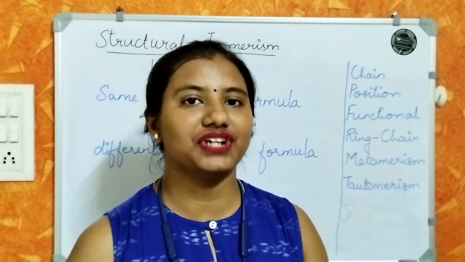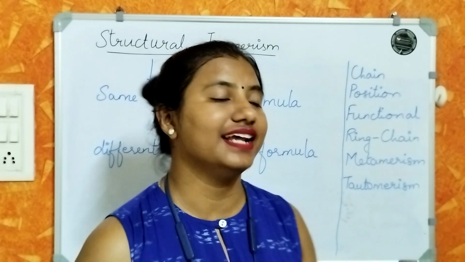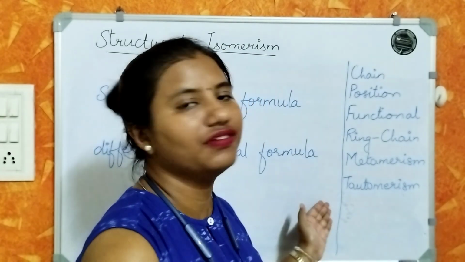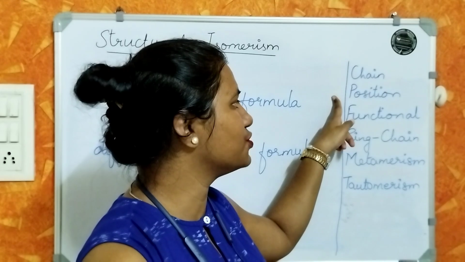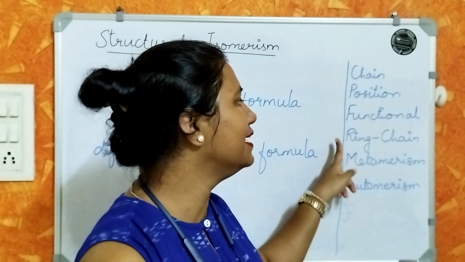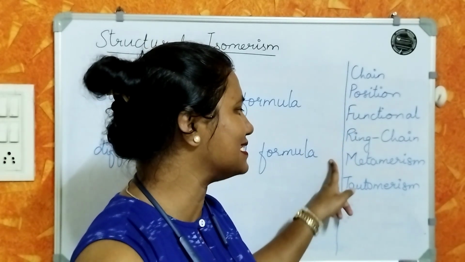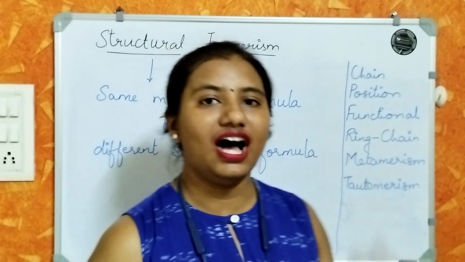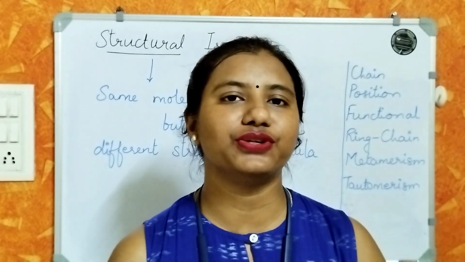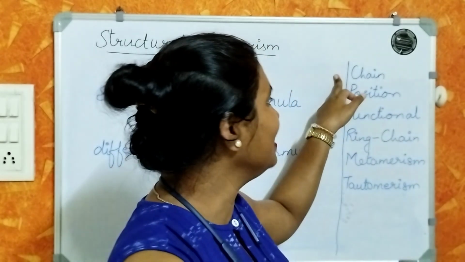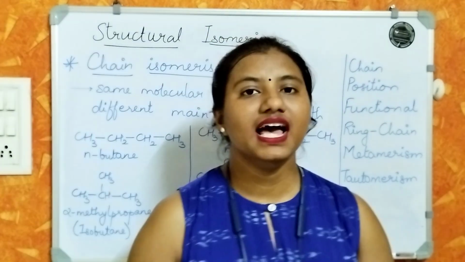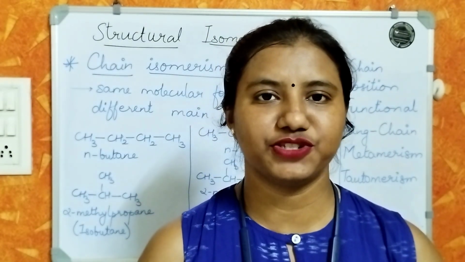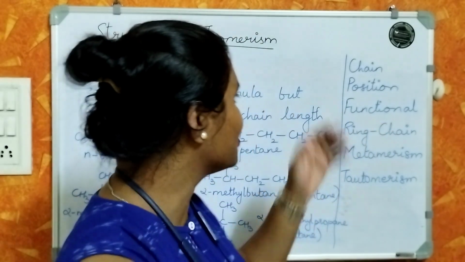Now that means what? Structural isomerism is classified into further these kinds of isomerism. So we have chain isomerism, position isomerism, functional isomerism, ring chain isomerism, metamerism and tautomerism. Now out of this, in this video, we are going to understand what is chain, position and functional isomerism with examples. The first type under structural isomerism is chain isomerism.